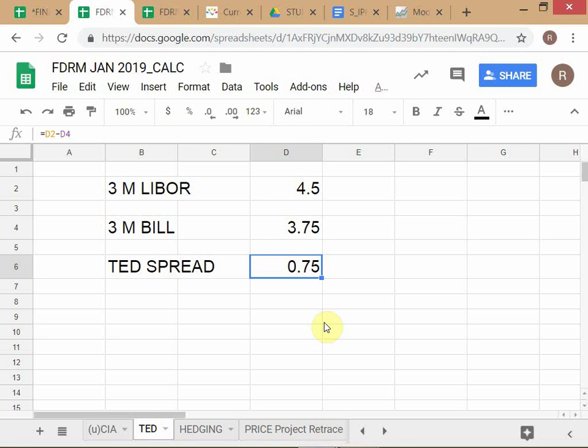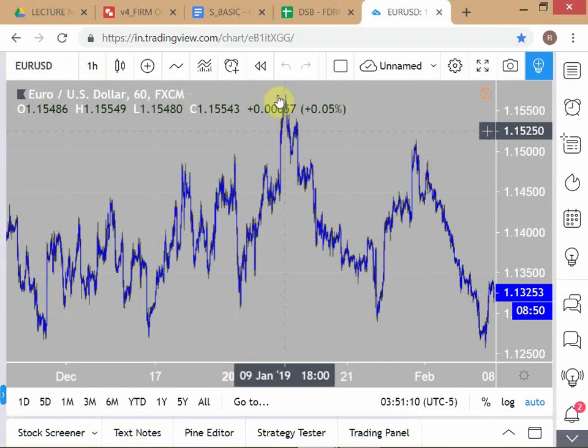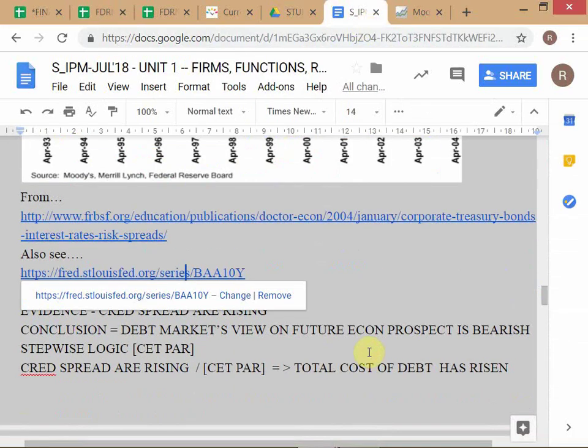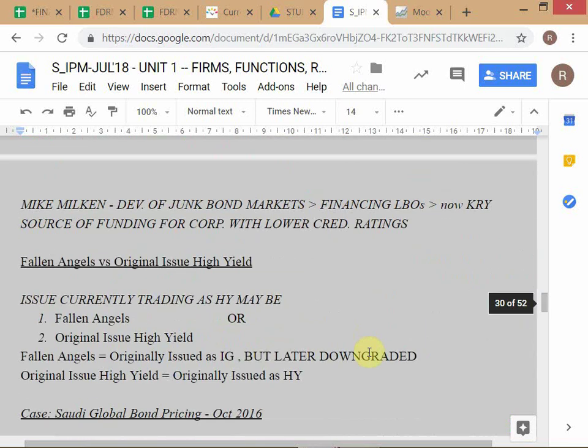Is this clear? Yes. Okay. So that's why I'm saying a TED spread. That's why now you understand my statement that a TED spread is a species of credit spread. Yes. Is this clear now?